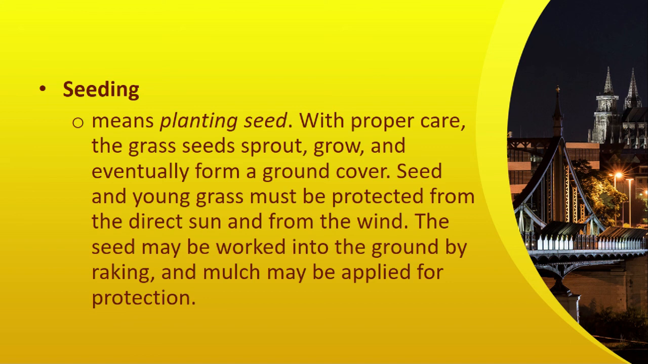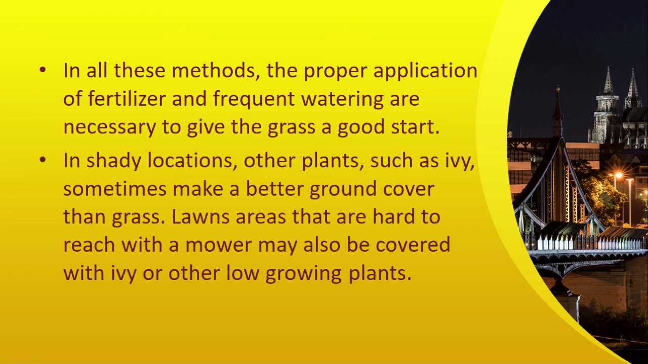And lastly is seeding. It means planting seed by hand or machine. With proper care, the grass seeds sprout, grow, and eventually form a ground cover. Seed and young grass must be protected from direct sun and from the wind. The seed may be worked into the ground by raking, and mulch, a very thin layer of straw or peat moss, may be applied for protection. In all these methods, pare-parehas daw na kailangan ng proper na paglagay or yung tamang amount ng fertilizer at saka syempre yung palagiang pagdilig nito para daw mas gumanda yung tubo ng mga halaman.